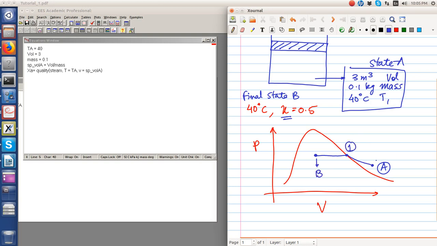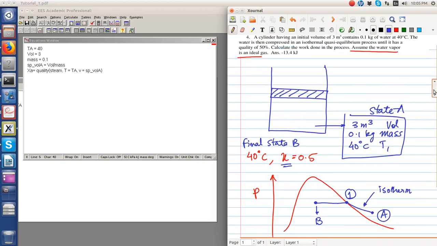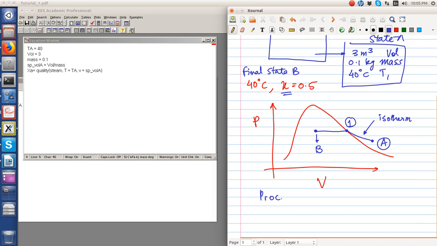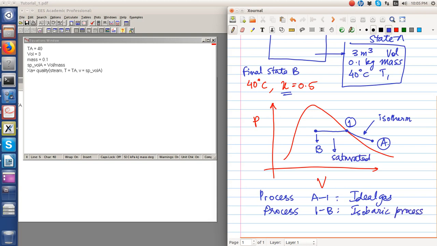So along path A to 1 we have an isotherm which follows the classical ideal gas, because in the problem we have been asked to assume the water vapor to be an ideal gas. So process A to 1 is ideal gas. Process 1 to B is isothermal, but because we are in the saturated region we have to consider it as an isobaric process. So the work done from A to 1 will be following an ideal gas equation. The work done from 1 to B is simply an isobaric equation.